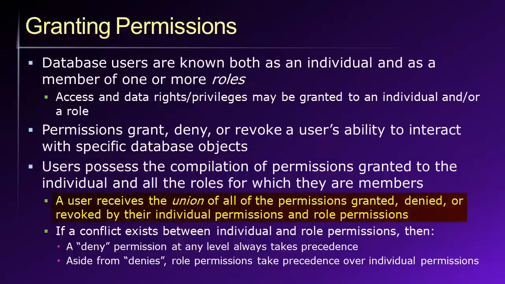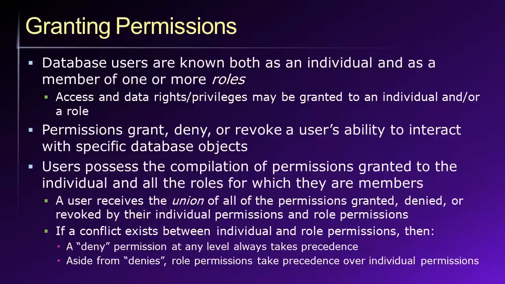More formally, a user receives the union of all of the permissions that have been granted, denied, or revoked by their individual permissions and their role permissions. As an example, you may be assigned to a role which has permissions to read, modify, or delete rows in the customer table. However, as an individual, the database administrator may deny your rights to delete rows within that table. In that case, your role privileges would ordinarily allow you to perform operations such as select, insert, update, and delete. However, if the database administrator has additionally denied you as an individual rights to delete rows in that table, then the database would not allow you to delete any rows.